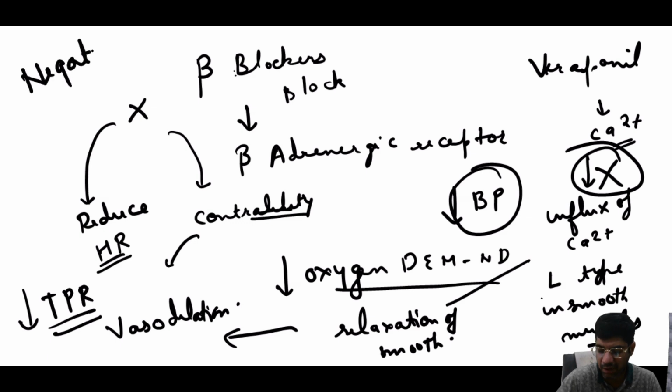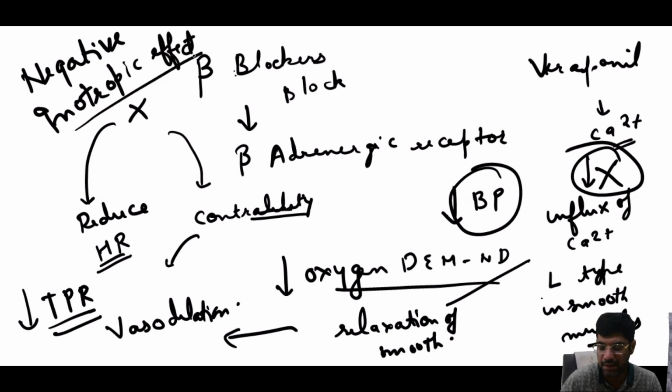So apart from that, verapamil has negative inotropic effect. So it reduces the force of contraction of the heart muscle by decreasing intracellular calcium available for contraction. It has negative chronotropic effect. It decreases the heart rate by slowing down the firing rate of SA node. Apart from that, it has negative dromotropic effect. It slows down the conduction through AV node, which can be used in controlling rapid heart rate.